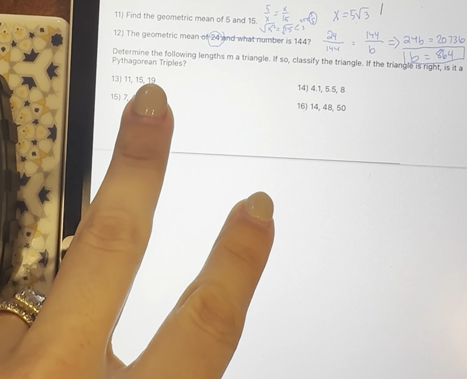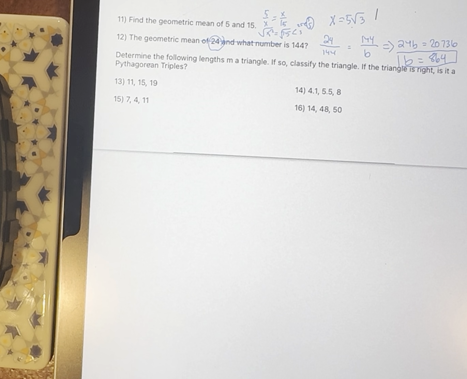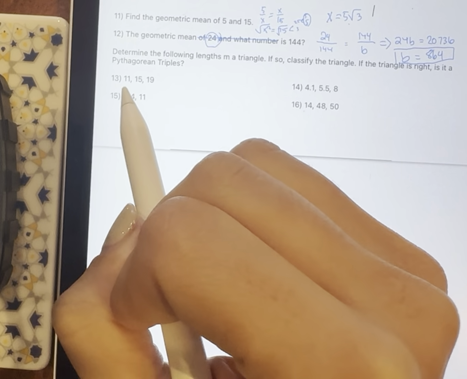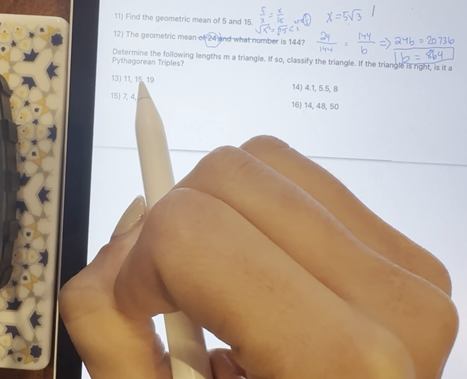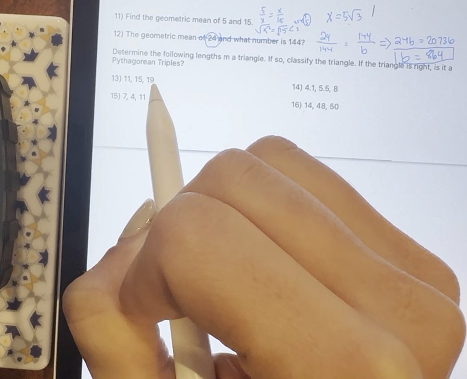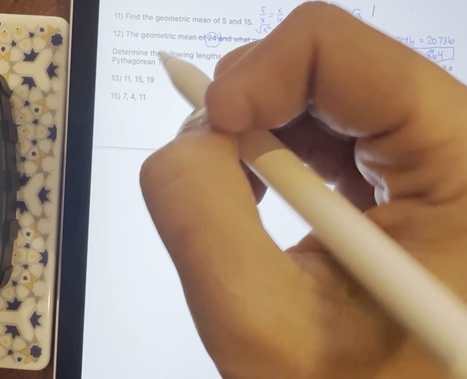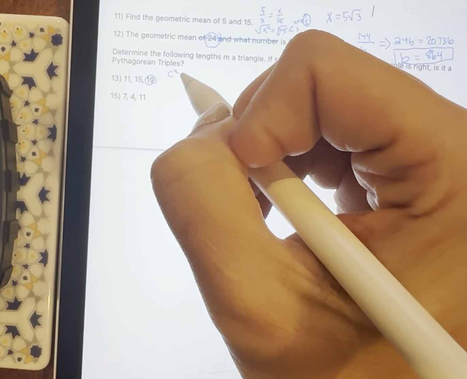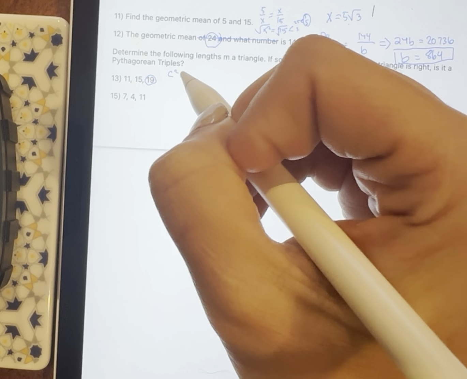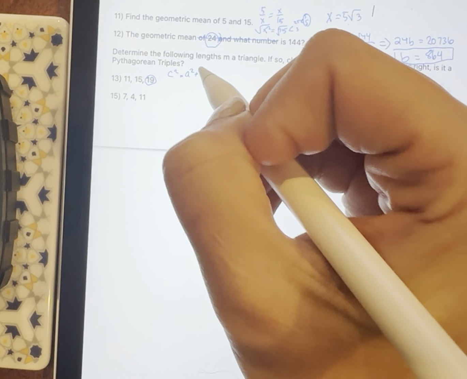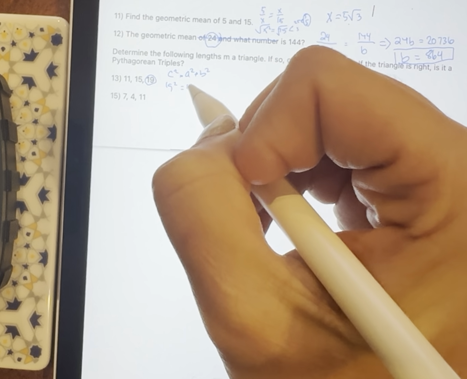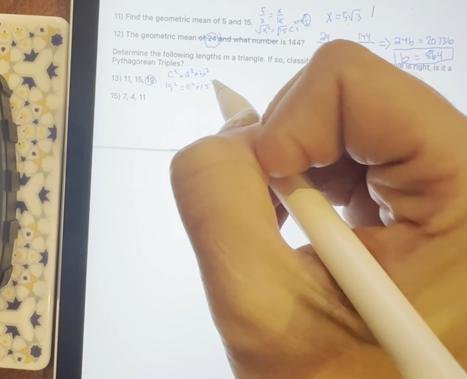Okay, now we've got to classify these triangles. So first, I double check if it is a triangle. I add the two smaller sides, 11 and 15 is more than 19. So I am good to go there. And then I circle the biggest side and take it over to c squared, and then I'm testing it to see what the relationship is to a squared and b squared. So 19 squared, 11 squared, 15 squared.